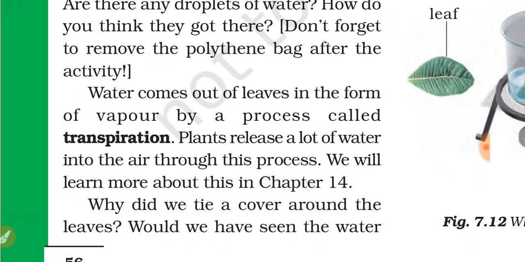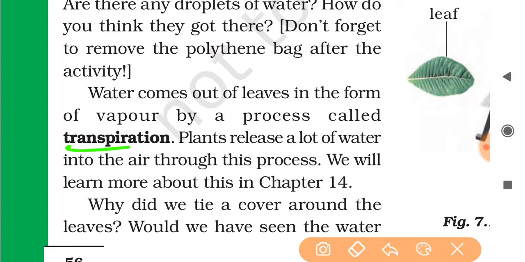So water comes out of leaves in the form of vapor by a process called transpiration. In plants, when water comes out of leaves it is called transpiration. Plants release a lot of water into the air through this process. We will learn more about this in chapter 14.